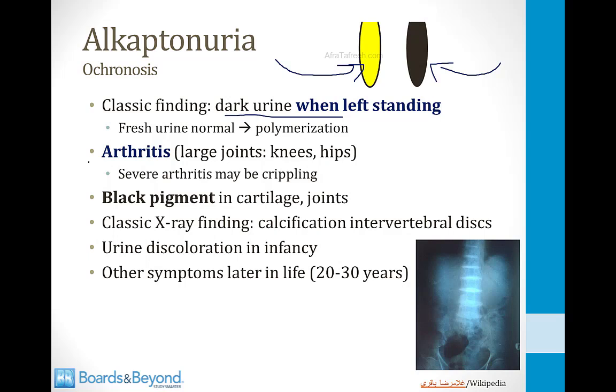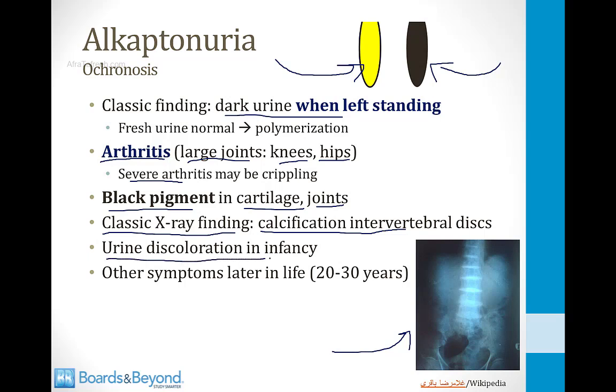The major cause of morbidity in this condition is arthritis. The pigment deposits in large joints like the knees and the hips, and the severe arthritis can be crippling in patients with alkaptonuria. There will be black pigment seen on biopsies of their cartilage and their joints. A classic X-ray finding is to see calcification in the intervertebral disc. This is an example of a patient with alkaptonuria and what their discs might look like.